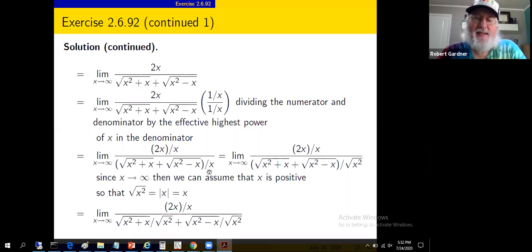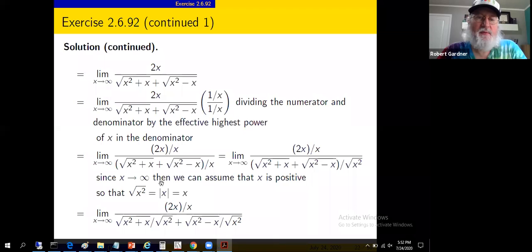So how about I take this x and write it as the square root of x squared? What is the square root of x squared? Ooh, that's the absolute value of x. Is that the same as x? It is if x is positive. x is positive. x approaches positive infinity.